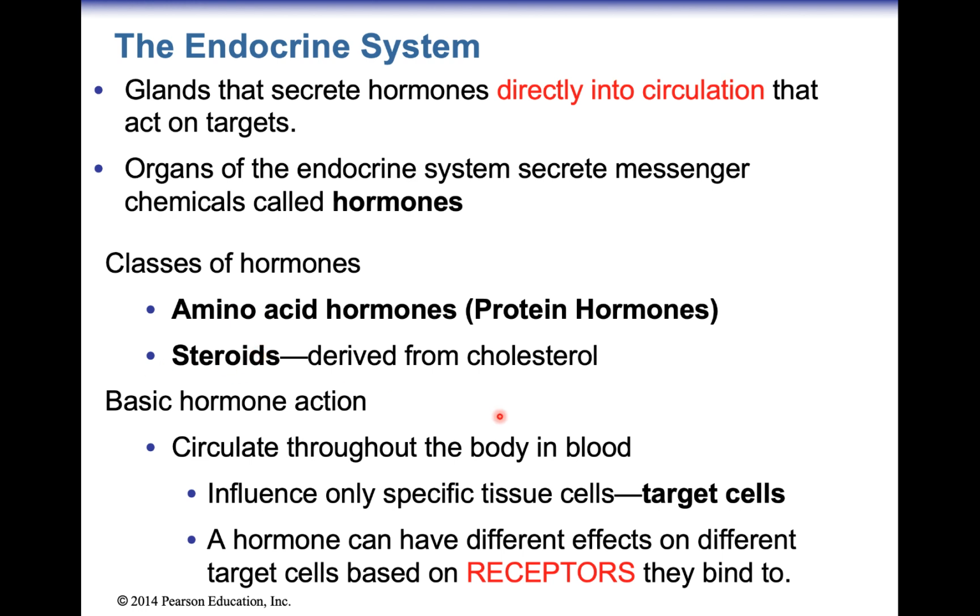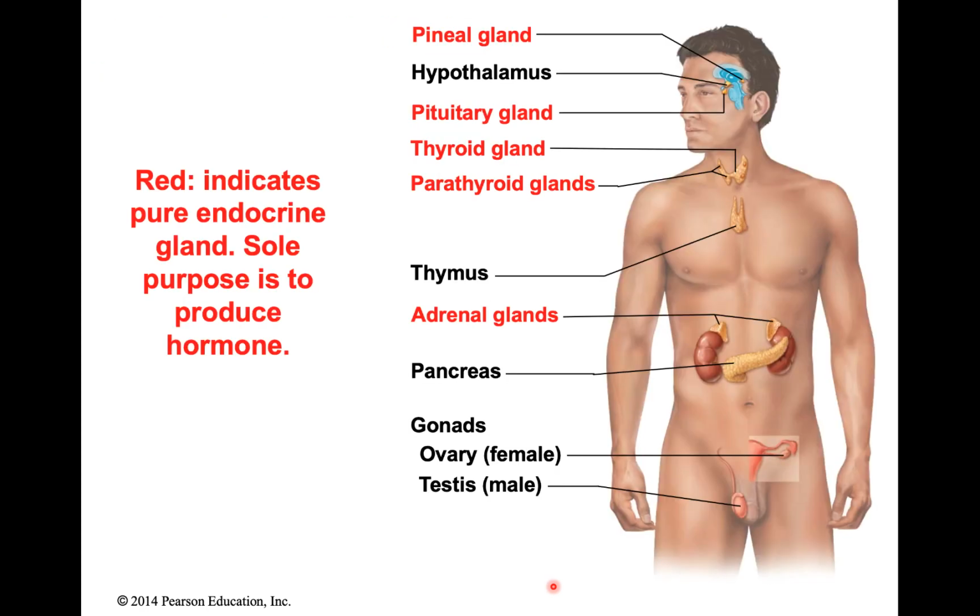Basic hormone action, again, produced by the endocrine glands, circulates through the body and the blood, reaches the target cell, and the key thing here is that when they get to the target cell, they have to bind to a receptor. If the receptor is missing, I do not care how much hormone you make, there is going to be no effect. The receptor binding to the hormone is what actually causes the downstream effect.